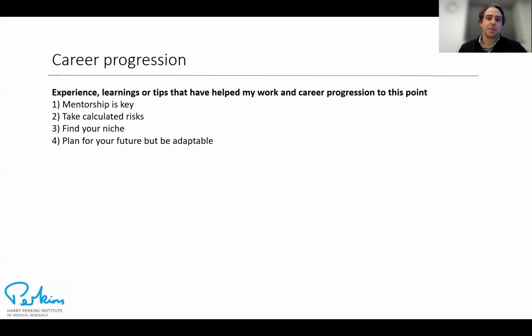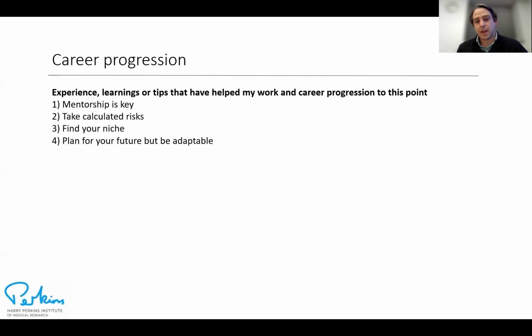And the last thing here is plan for your future. This is obvious. Obviously, if you don't plan, you're only going to get to where you want to be by luck. I think one of the best ways of planning for your future is look around you, find those people who are 5 to 10 years ahead of you, and work out how they got to where they were. Not just to copy them, but to learn from them, work out what skills they developed, work out what they did to get where they were.